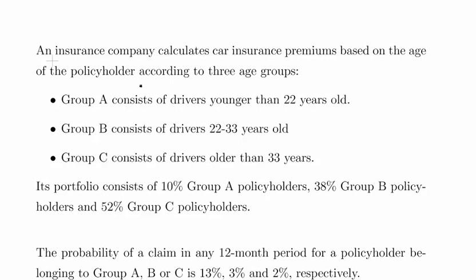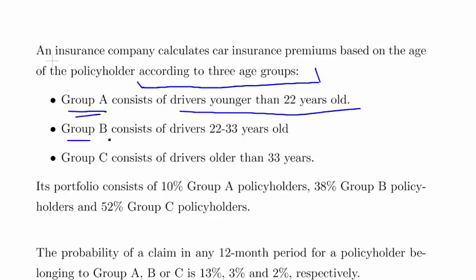So the policyholders are categorized according to three age groups. Group A, which is young drivers younger than 22 years old. Group B, drivers between 22 and 33, and Group C, which is drivers older than 33. And just for the sake of clarity, a driver can be only in one of those groups. So a 22-year-old will be in Group B, and a 21-year-old who's coming up to his 22nd birthday will be in Group A. So there's three strictly defined categories there.